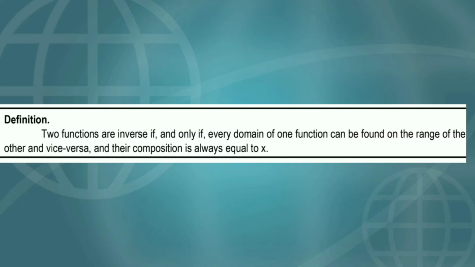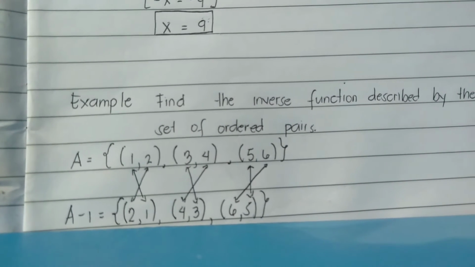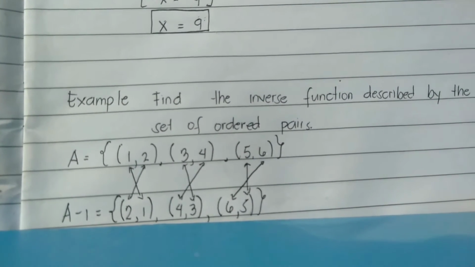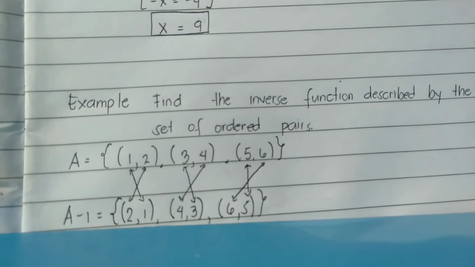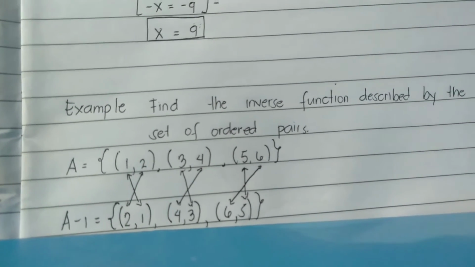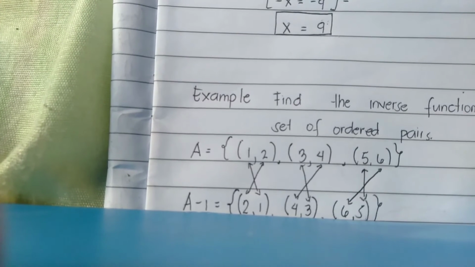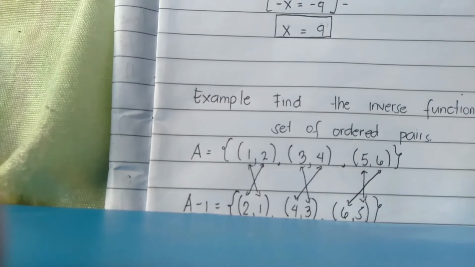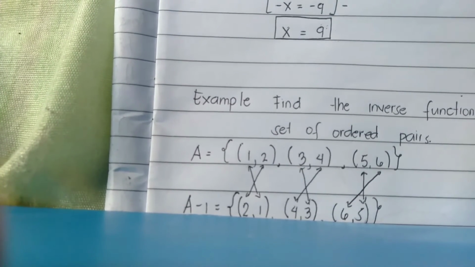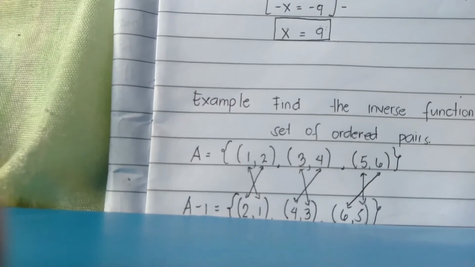Two functions are inverses if and only if every domain element of one function can be found in the range of the other, and vice versa, and their composition is always equal to x. For example, find the inverse of the function described by the set of ordered pairs (1, 2), (3, 4), and (5, 6). In order to find the inverse of this set of ordered pairs, simply interchange the x and the y.